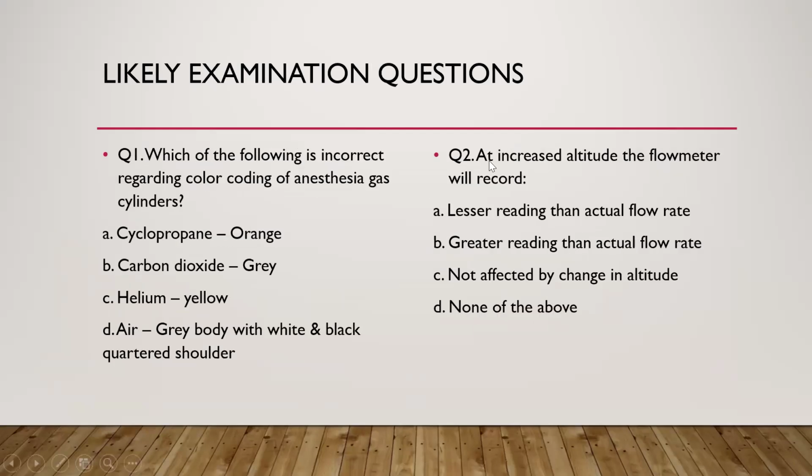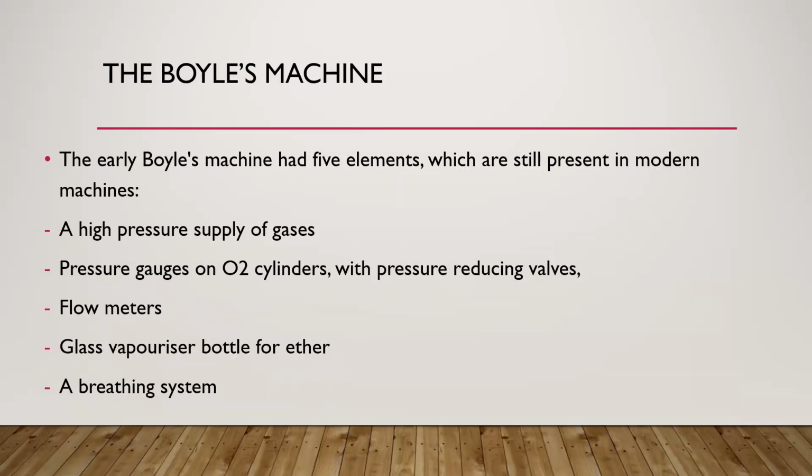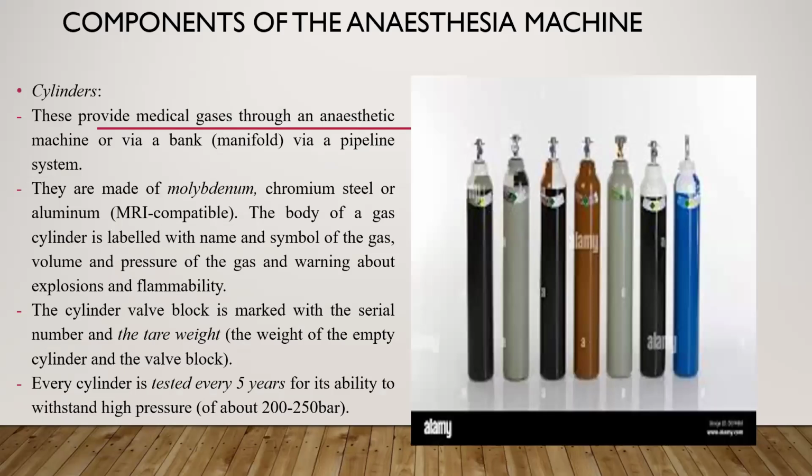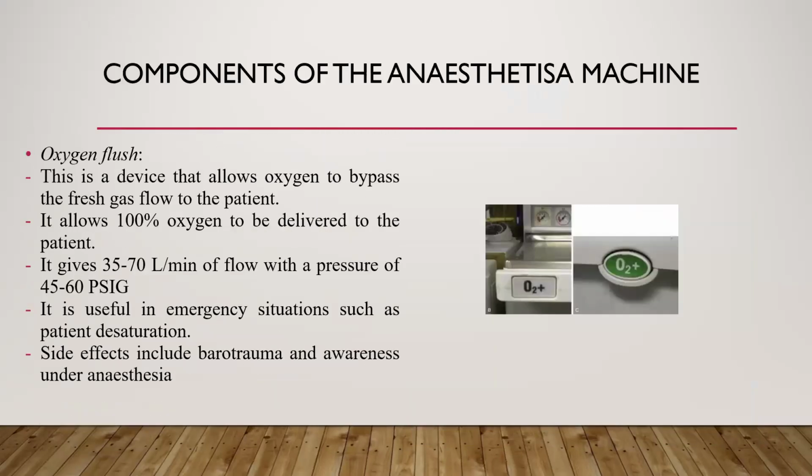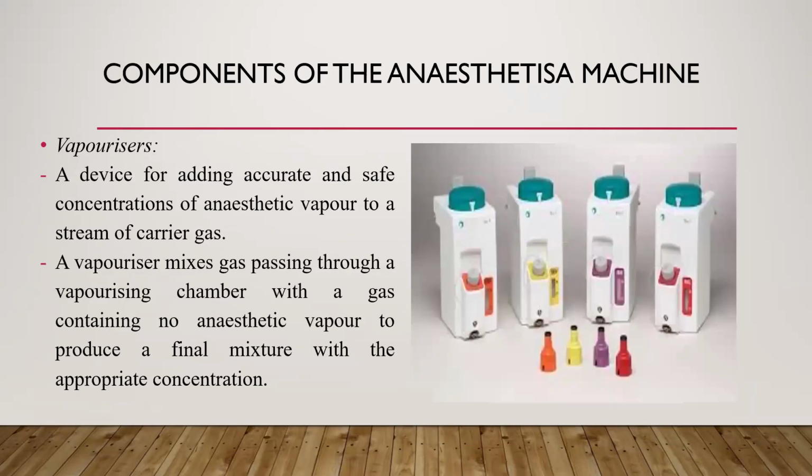Look at it. At increased altitude, higher pressure, what will happen? The flow meter will give you a bigger or a greater reading than the actual flow. Does it make sense now? So those of us that said not affected by change in altitude, we know that we're wrong. So the answer is between A and B. Don't forget that the flow meters are calibrated at atmospheric pressure and room temperature. So definitely altitude will change and barometric pressure will affect its flow and its function.